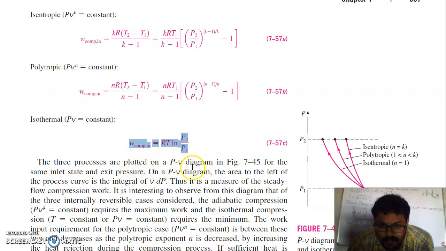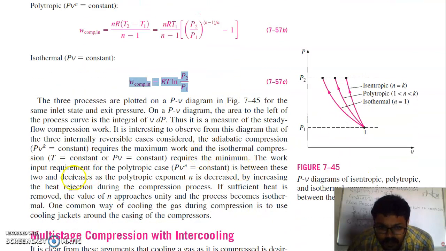The three processes are plotted on the PV diagram. For the same inlet state and exit pressure on the PV diagram, the area to the left of the process curve is the integral of VdP. Thus, it is the measure of steady flow compression work. It is interesting to observe from this diagram that of the three internally reversible cases considered, the adiabatic compression requires the maximum work and the isothermal compression requires the minimum work. Means this curve requires minimum and this curve requires maximum work. The work input requirement for the polytropic case is between these two, means this curve has in-between work.